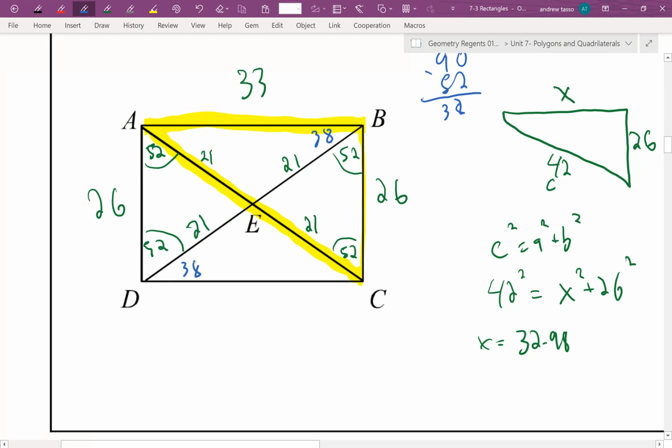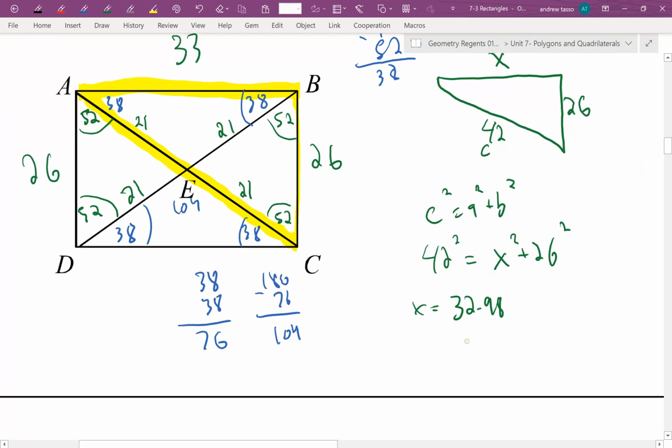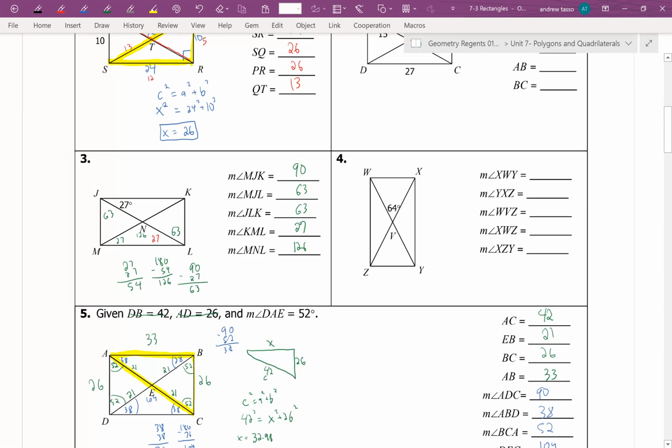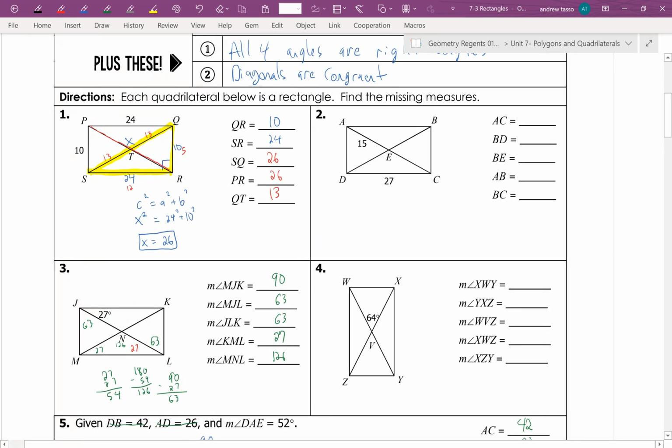So we would expect for these to also be 38 everywhere here, because of alternate interiors and the isosceles triangle. And then when we have 38 and 38, that adds up to 76. Okay. And if we do 180 minus 76, that would equal 104 for that top angle. So we can just fill in 104 for that. Okay, so now it's your turn to try numbers 2 and 4.